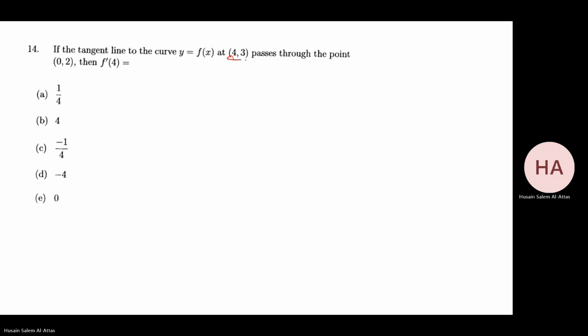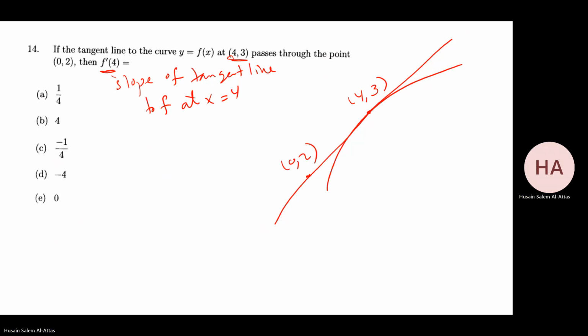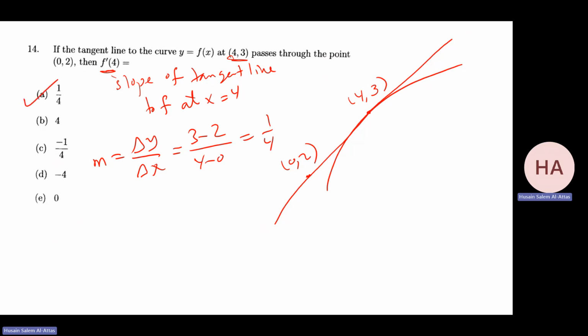Same idea. This is (4, 3). Okay, like this. This is (4, 3). I want f prime at 4. I need the slope of the tangent line to f at x equal 4. It passes through another point, which is (0, 2). So the slope, delta y over delta x, is 3 minus 2 over 4 minus 0, which is 1 over 4, which is this one.